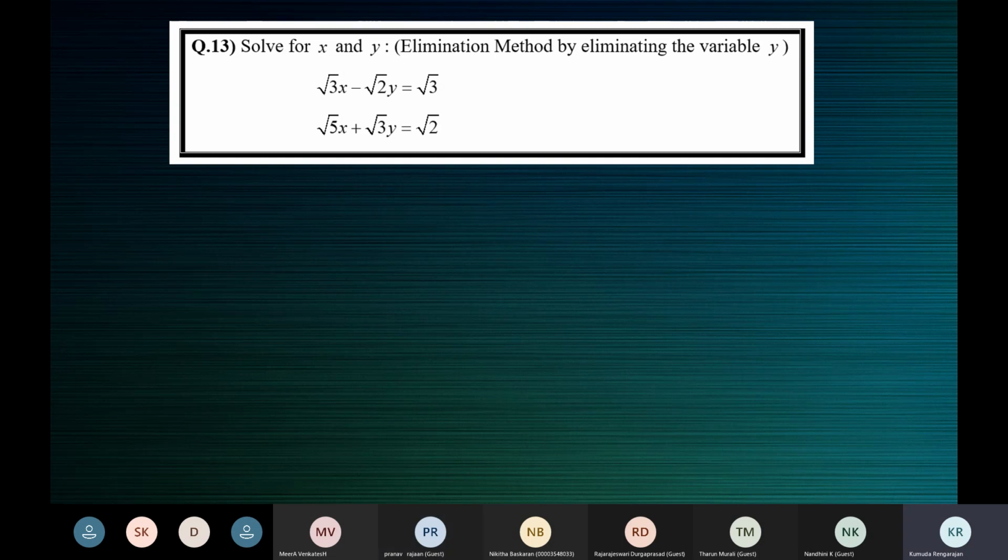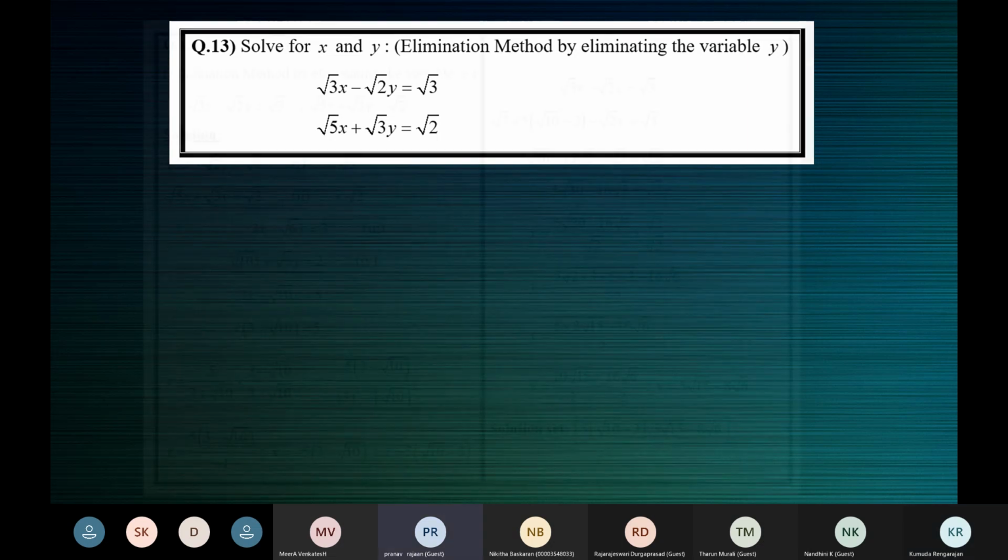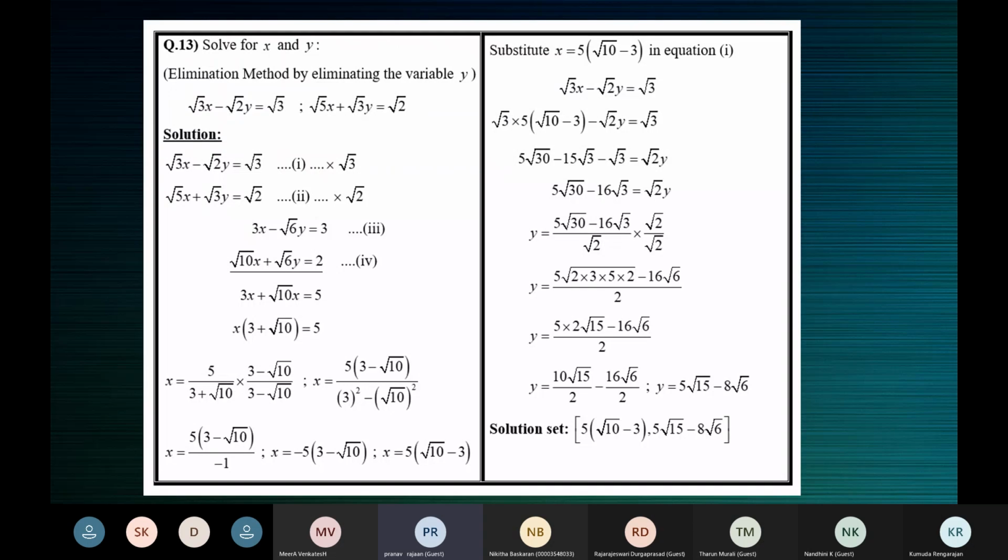You want to eliminate y, so the coefficient of y in both the equations must be the same. So we do that using the concept of LCM. Now the LCM is 6, ma'am. So on top we must multiply by root 3, ma'am, and down by root 2. Yeah, correct.